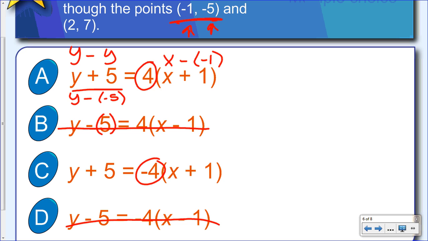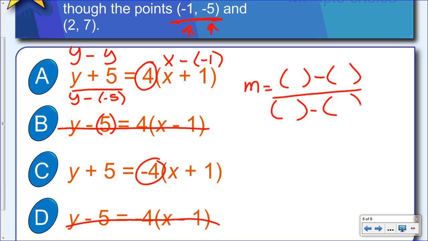So we're going to have to find slope. Slope is y minus y over x minus x. My y's are 7 and 5, and my x's are 2 and negative 1. 12 over 3 looks like that's going to be a positive 4. So my answer is going to be A, the positive 4.